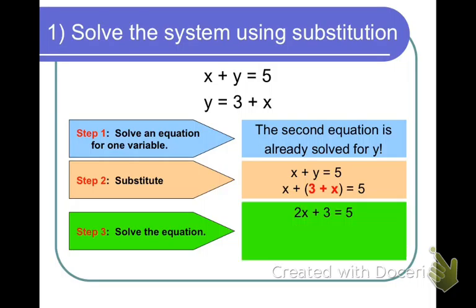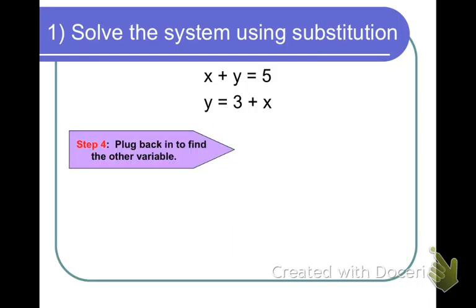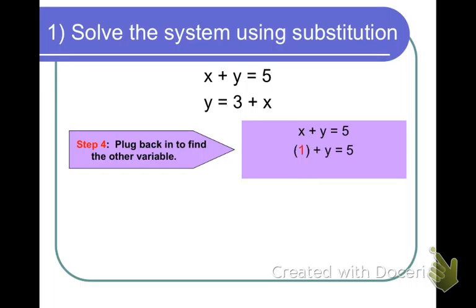So 2x plus 3 equals 5. Subtract 3 from both sides to get 2x is equal to 2. Divide both sides by 2, and you will get x is equal to 1. Step 4, plug it back in to find the other variable. If x is equal to 1, 1 plus y equals 5, or y equals 4.